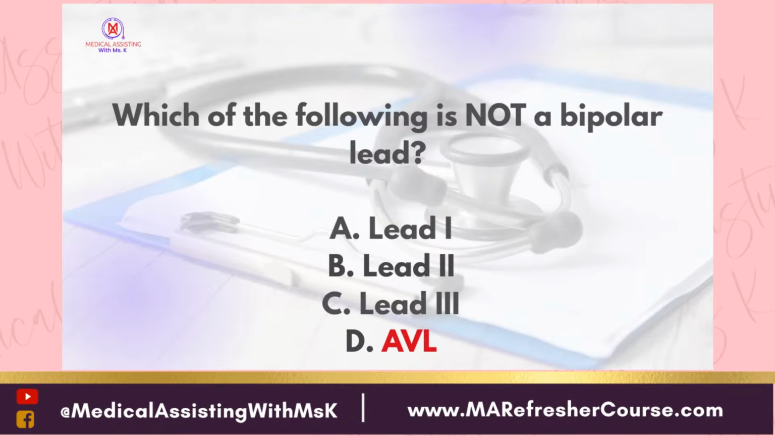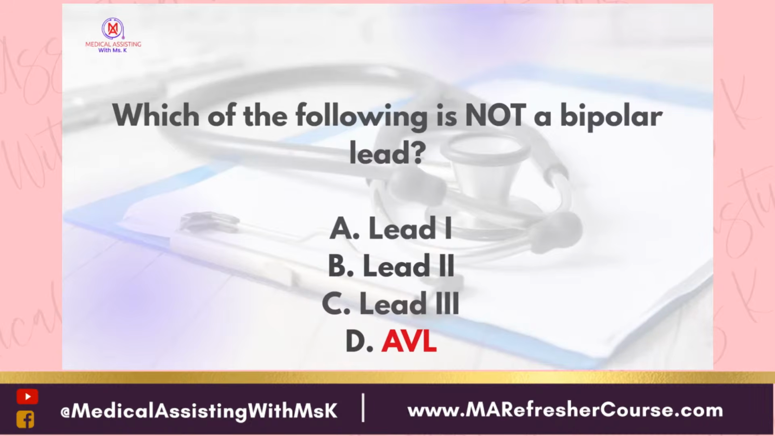Okay. So let's talk about this for one quick second. So lead 1, 2, and 3, those are called bipolar leads. That means that they're coming from two different directions. Okay. Lead 1 is coming from your right arm and your left arm. Lead 2 comes from your right arm and your left leg. Lead 3 comes from your left arm and your left leg. They come from 2 different directions.